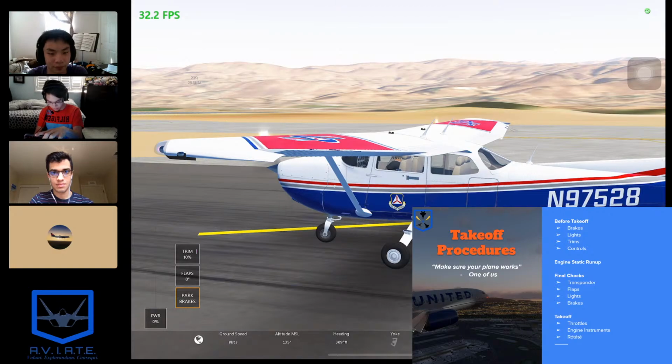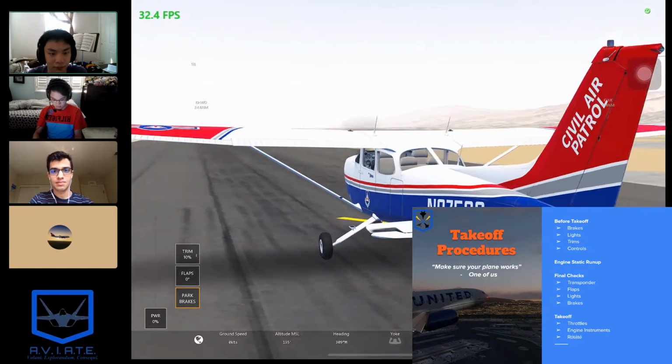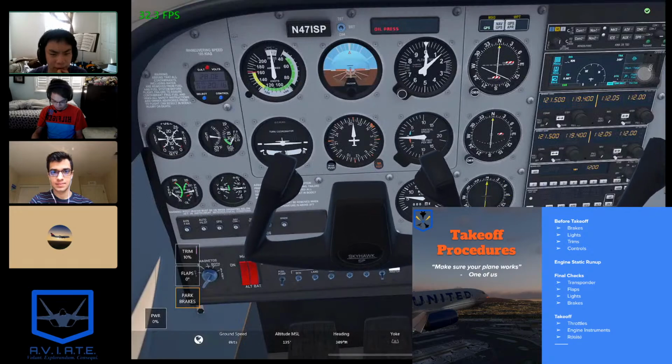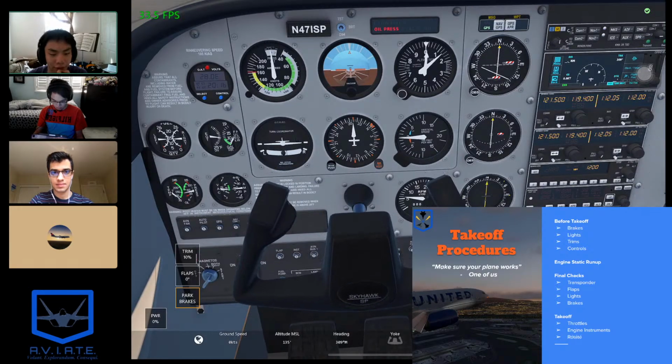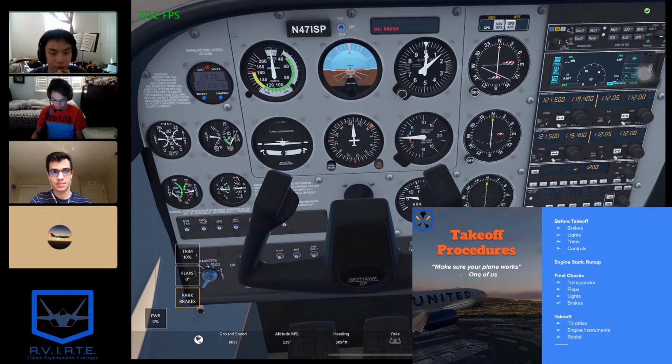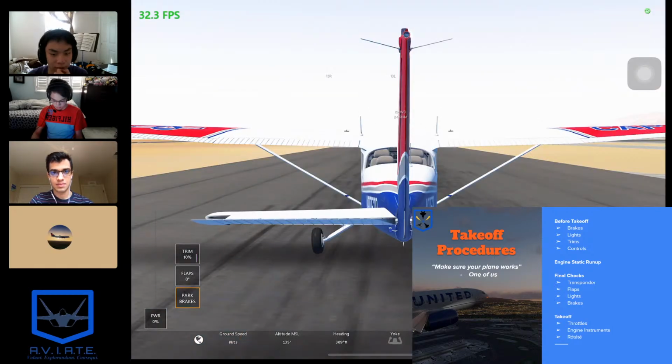aileron move down. And then you also need to check the elevator movement. So you push it all the way in, and you should see the elevators go fully up. And then when you pull it all the way back, you should see the elevators go fully down. And then the other way around.